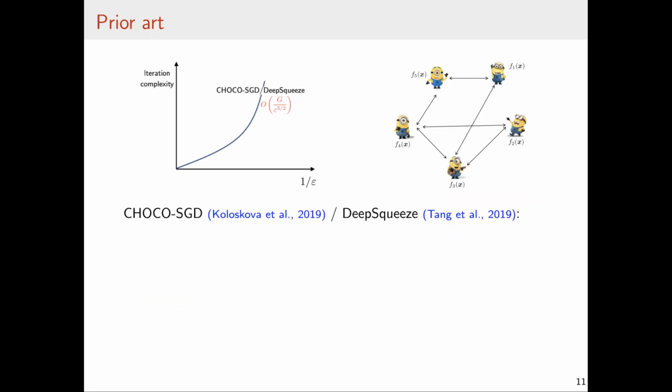Before we introduce our algorithm, let's look at what has already been achieved by prior art. Two of the state-of-the-art algorithms, CHOCO-SGD and DeepSqueeze, essentially achieve a convergence rate on the order of G divided by epsilon to the power of 3, where epsilon is the accuracy level you want to achieve when optimizing over this kind of decentralized network.